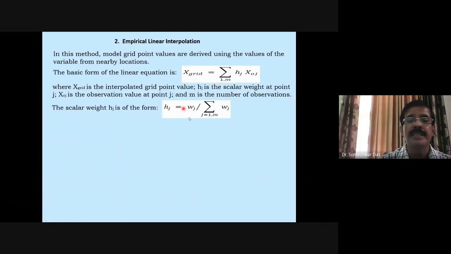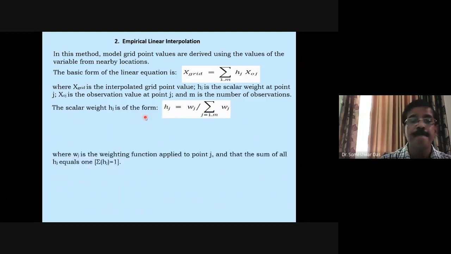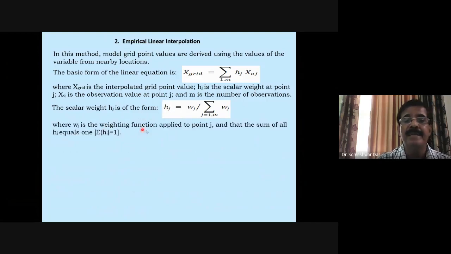Okay, so these are the weights given to each of those observation points, where Wj is the weighting function applied to point j, and the sum of all the hj equals 1. That means the summation of all the hj is equal to 1 because suppose some observation is directly falling onto the grid point. The observation or observatory is directly coinciding or located on the grid point itself, then it will have the 100% weightage, right? In that case, we assign the weight to be 1.